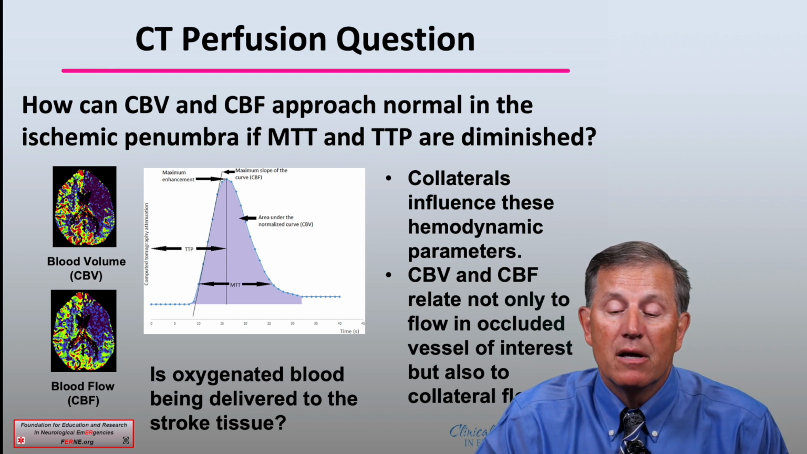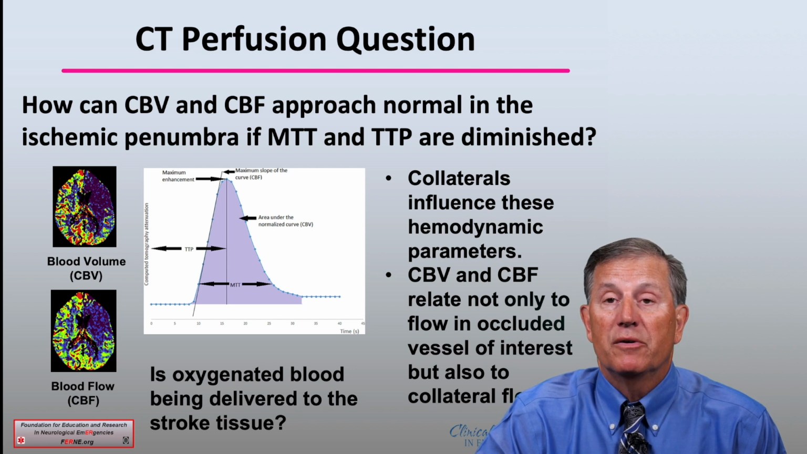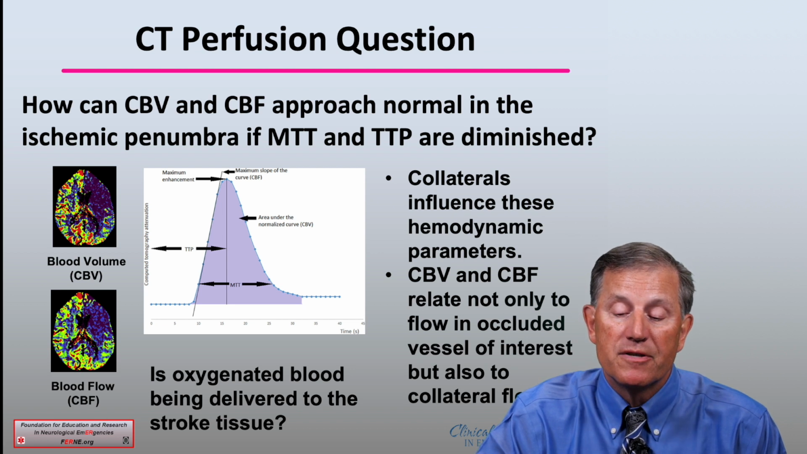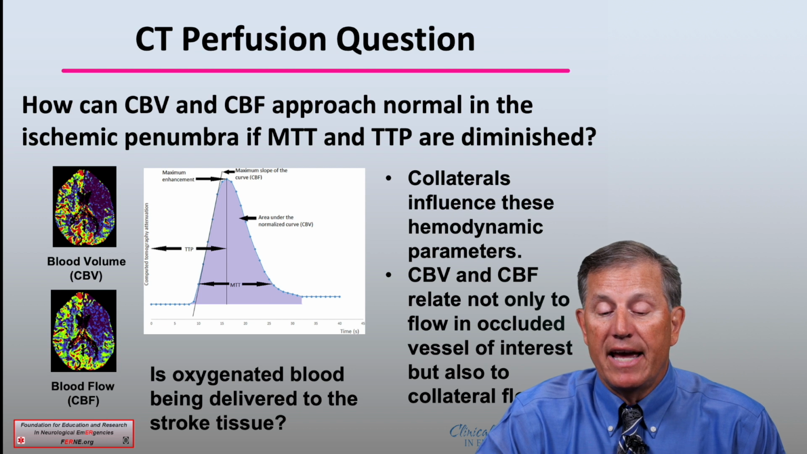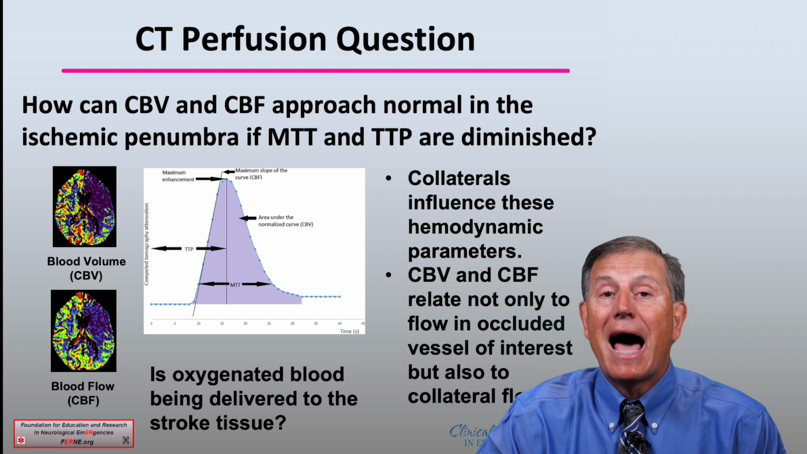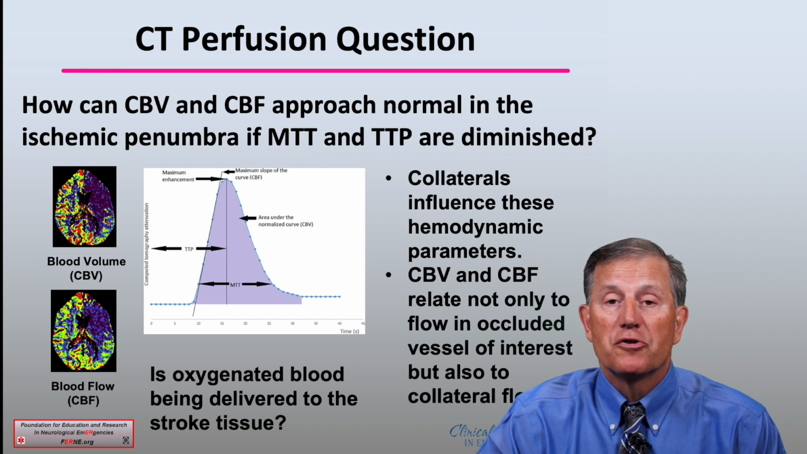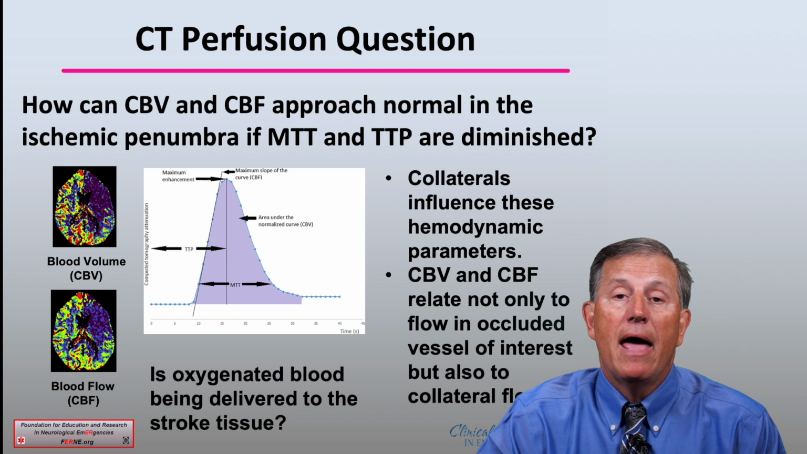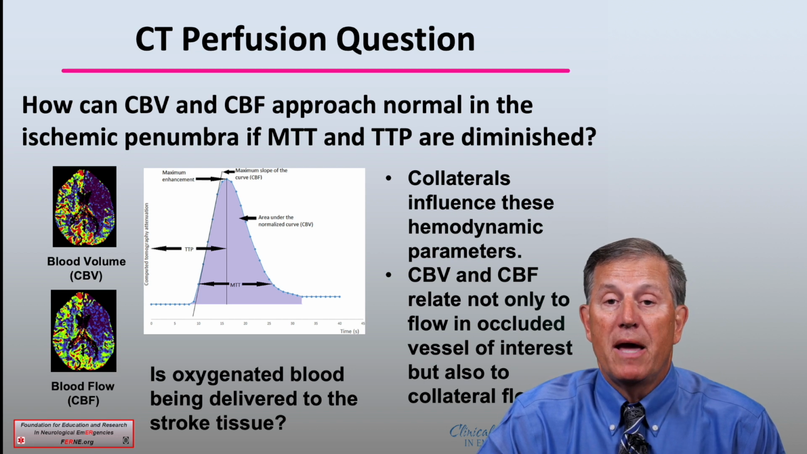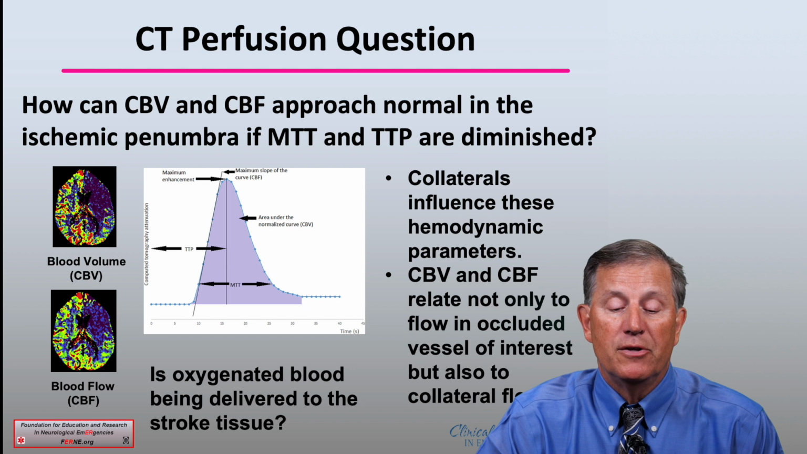The answer is, it is likely related to collaterals, which influence these hemodynamic parameters. As we stated, cerebral blood volume and cerebral blood flow relate not only to the flow in the occluded vessel of interest, but also to collateral flow and the characteristics of those collateral vessels, which may be dilated and hence cause a diminished time to peak or mean transit time.